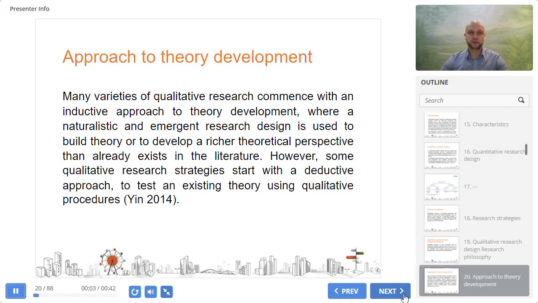Approach to theory development. Many varieties of qualitative research commence with an inductive approach to theory development, where a naturalistic and emergent research design is used to build theory or to develop a richer theoretical perspective than already exists in the literature. However, some qualitative research strategies start with a deductive approach to test an existing theory using qualitative procedures. In practice, much qualitative research uses an abductive approach to theory development.